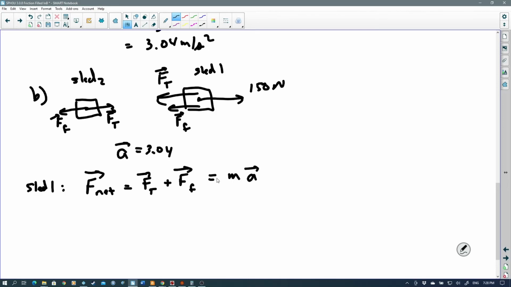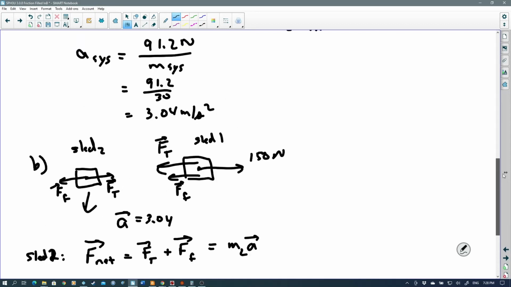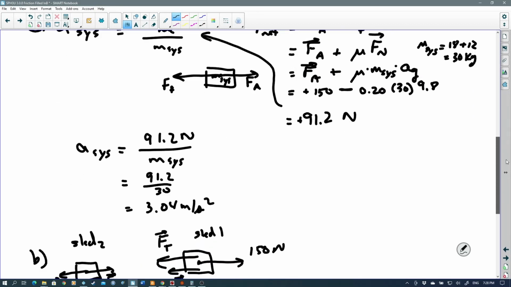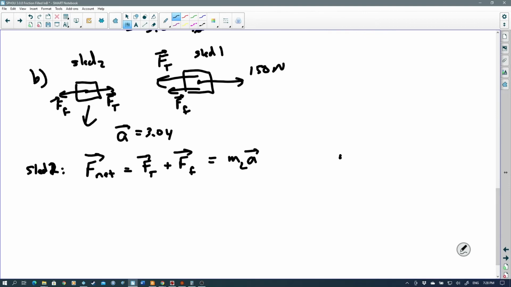Now, in this case, it's not the mass of the system, because we're only talking, oops, sorry, this is supposed to be sled 2. My mistake. We're only talking about sled 2 here, okay? So that's the mass 2 to show that it's sled 2. And sled 2's mass is 18 kilograms, so we'll keep that in mind.